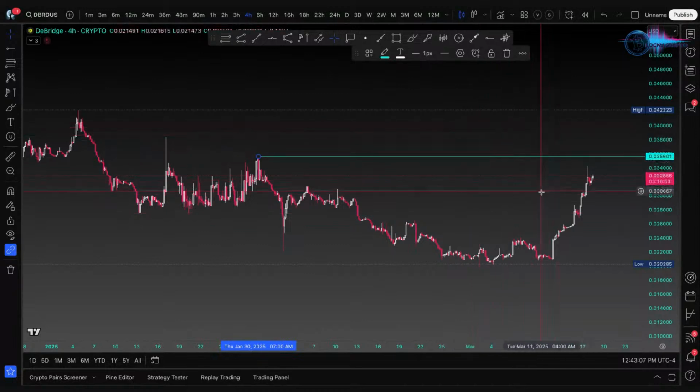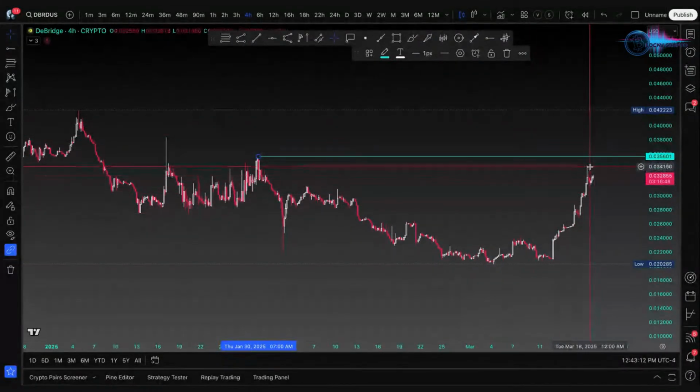So that's pretty much D bridge, Brian. Watch for this to come up, refill this wick, and then see where it goes from there.